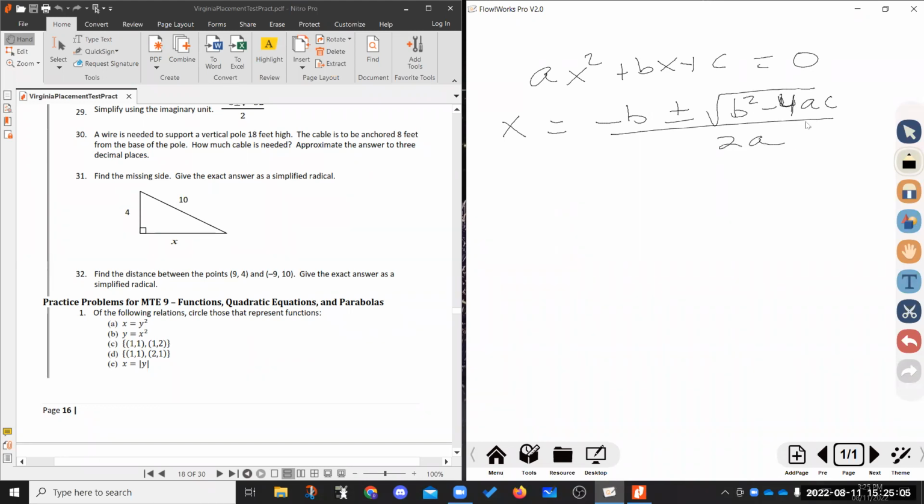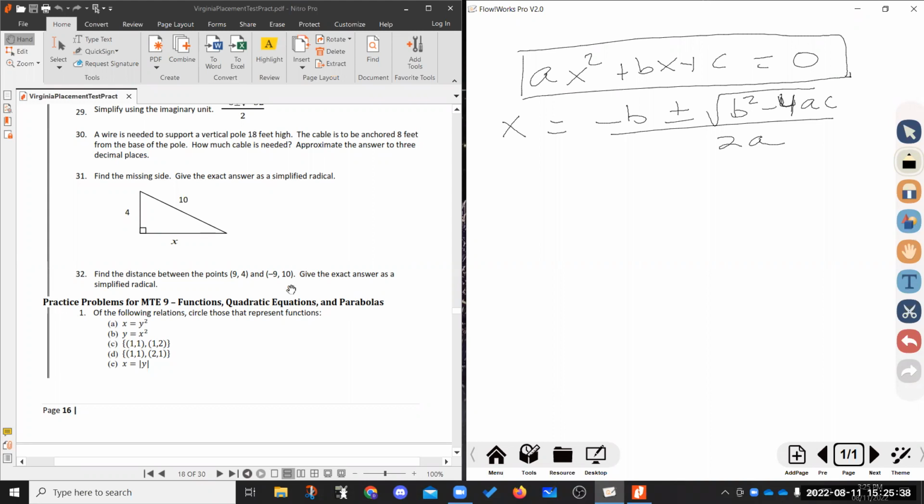So you may be asked to simplify these radicals, and figure out whether the answers are going to be real or imaginary or complex, for part of your MTE 8. It's definitely part of MTE 9, though, where we deal with quadratic equations. This is a quadratic equation up here, and we want to graph them and find solutions to them.